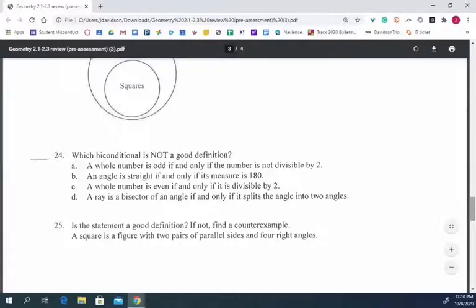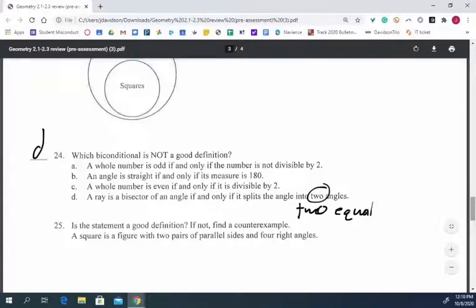If it's divisible by 2, then it's a whole number that is even? Yeah, that seems about right, and that's true, right? Which one's not true? D, as in dad. The key part here is that it breaks it up into 2 angles, but it's 2 equal angles.